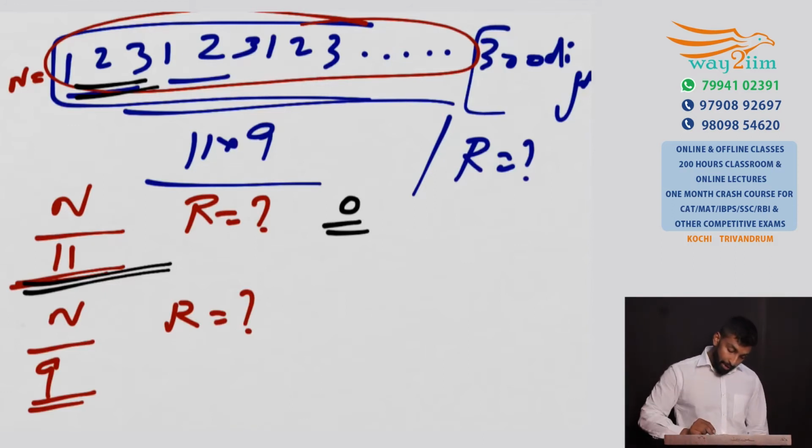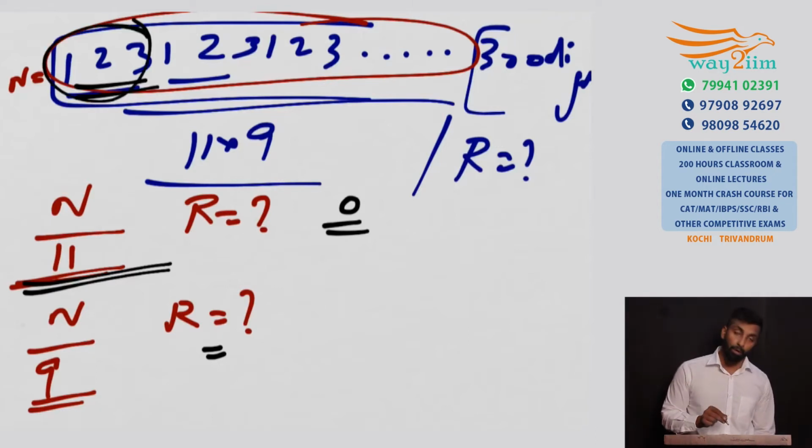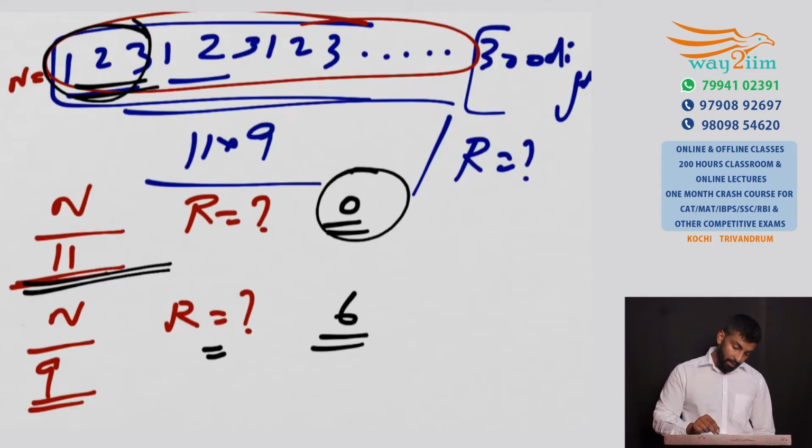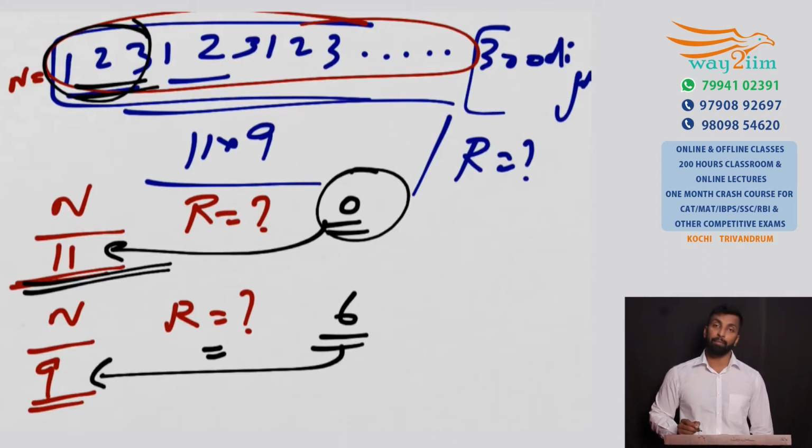Then you need to find the remainder when divided by 9. So what is the divisibility rule of 9? Sum of digits till you get a single digit. Let's take the sum of digits of the first group. You get 6. 100 such groups are there. That means 600. 600 again, if you take the sum of digits, you get 6. So you got 0, which is the remainder when divided by 11. And 6 is the remainder when divided by 9.